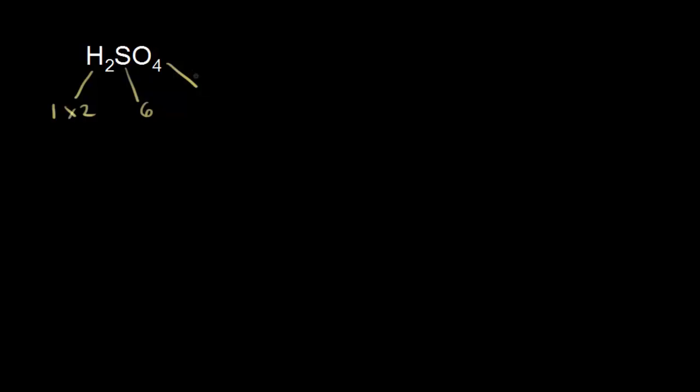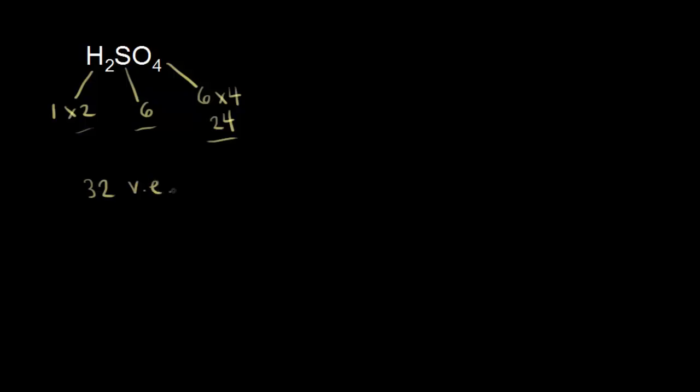Oxygen is also in group 6, so we have 6, and we have 4 of them right here. So 6 times 4 is 24, right? So we have 24 plus 6 is 30, plus 2 is 32. So we need to worry about 32 valence electrons in our dot structure for sulfuric acid.